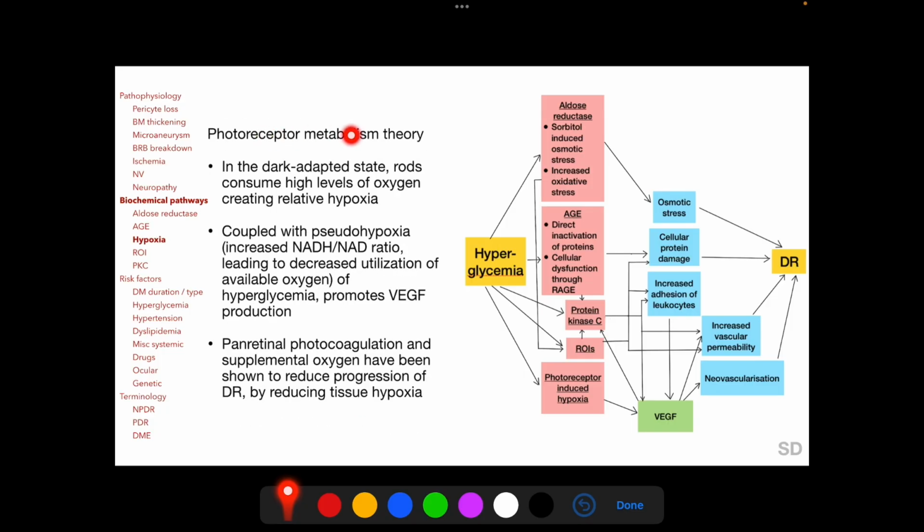The photoreceptor metabolism theory of diabetic retinopathy states that in the dark adapted state, rods consume high levels of oxygen, creating relative hypoxia in the retinal environment, and this, when coupled with pseudohypoxia of hyperglycemia, promotes VEGF production. Pseudohypoxia of hyperglycemia occurs because of altered cellular redox balance, which we have discussed. Panretinal photocoagulation and supplemental oxygen therapy have been shown to reduce progression of DR by reducing tissue hypoxia.